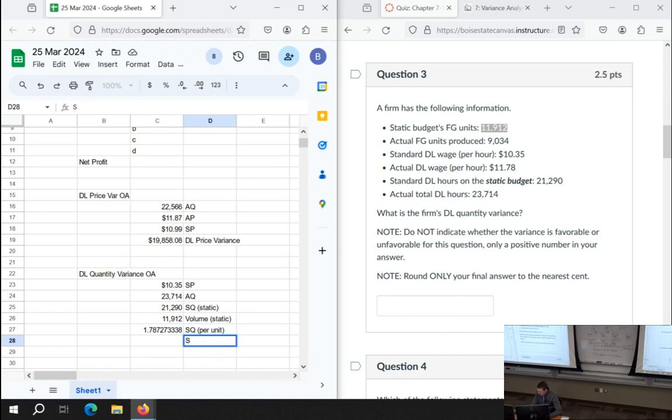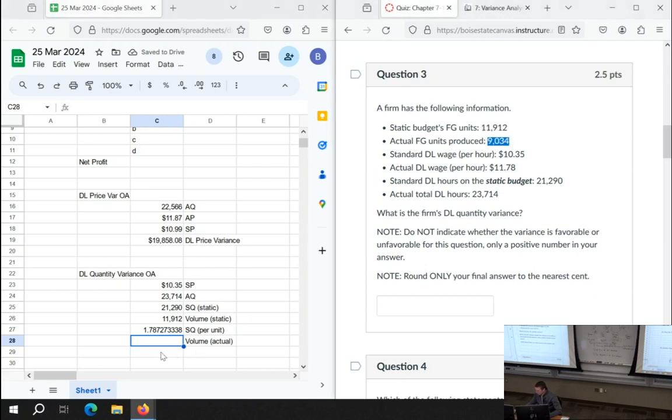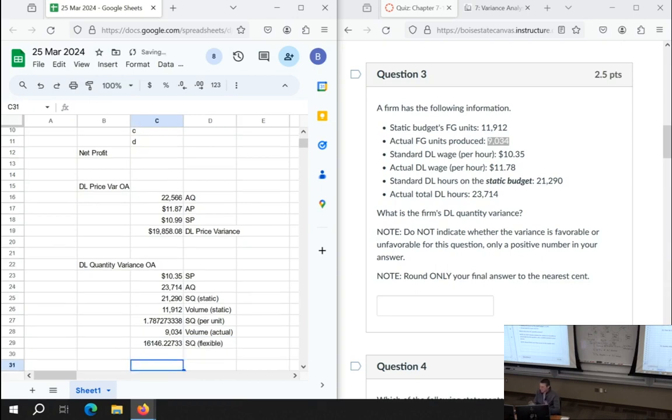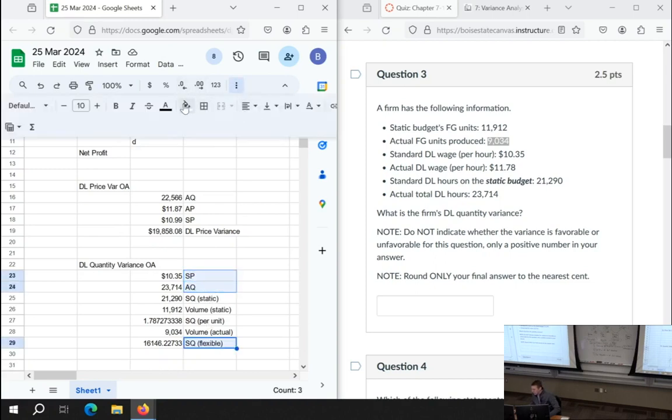We need to take that number and multiply it by the actual production. This is the amount the time machine person is going to come back and say, no, it's not 11,912. It's 9,034. Oh, okay. Thanks, time machine man. That's the amount we'll budget instead of this 16,000. That should be our direct labor budget. So that is our standard quantity at the flexible budget. So now we have A, B, and C that we need for our calculation.